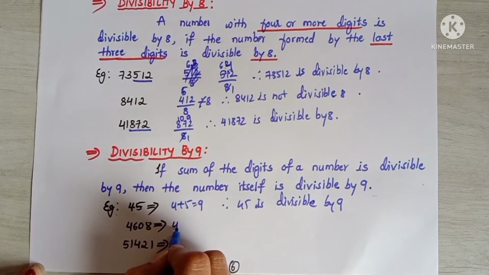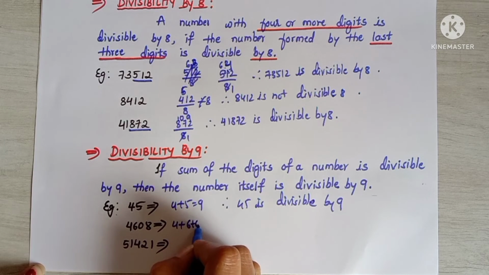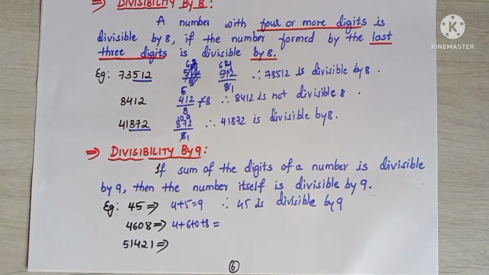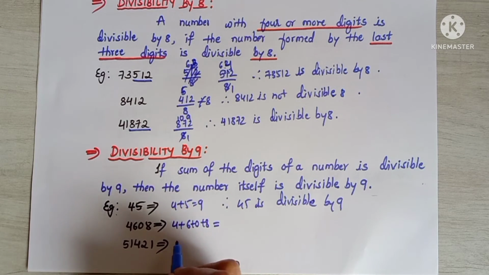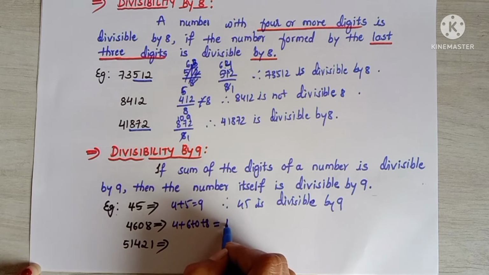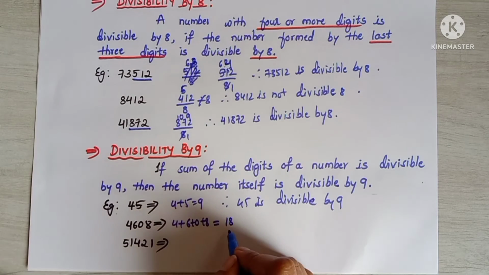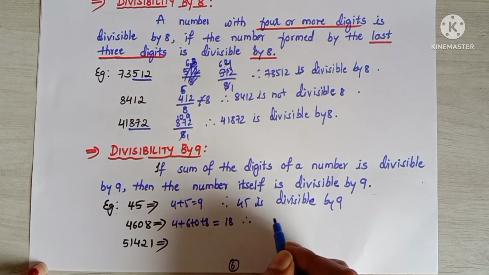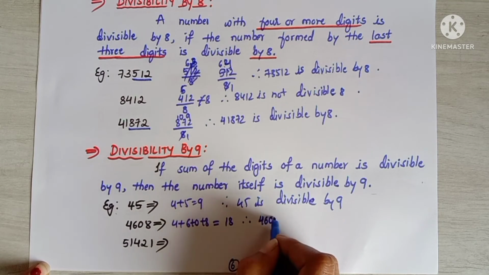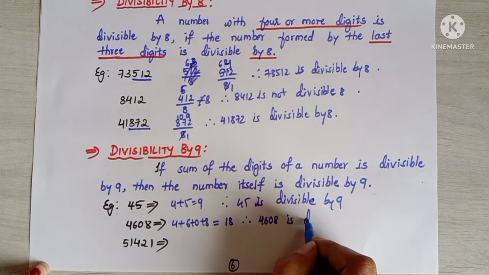This will be what? 4 plus 6 plus 0 plus 8. 4 plus 6 is 10. 10 plus 8 is 18. Whether it is divisible by 9? Yes, it is divisible by 9. Therefore, 4608 is divisible by 9.